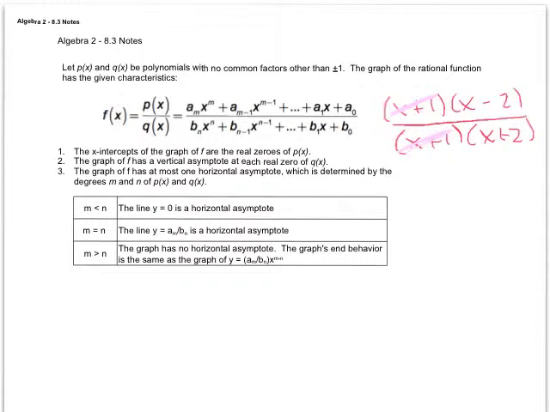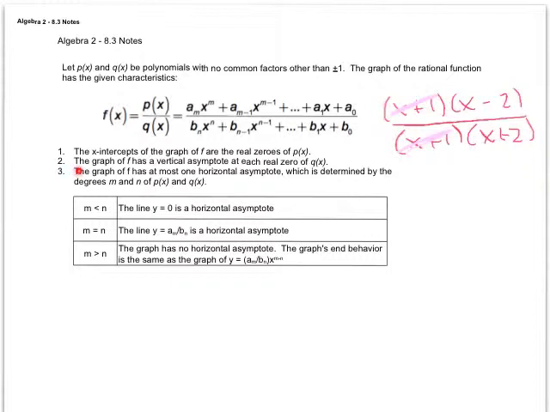And when this is true, we've got three things that we can look for. One, the x-intercepts of the graph of f are the real zeros. So in other words, this graph will cross the x-axis where the top is equal to 0. The graph of f has a vertical asymptote at each zero of q of x. So on the bottom, we have a vertical asymptote when the bottom is equal to 0. We cross the x-axis when the top is equal to 0, okay?